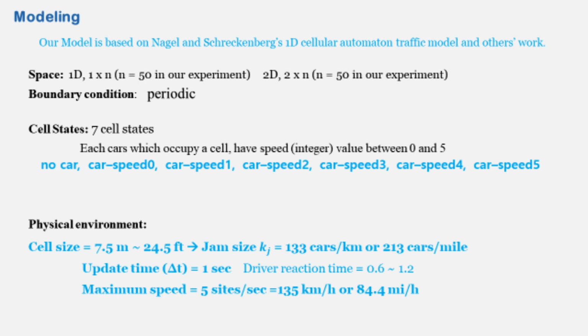Research questions are about the origin, formation, and movement of traffic jams, and the effect of adding a lane. In our model, each cell has 7 states, and we use one-dimensional and two-dimensional cellular automata, and we use periodic boundary condition.